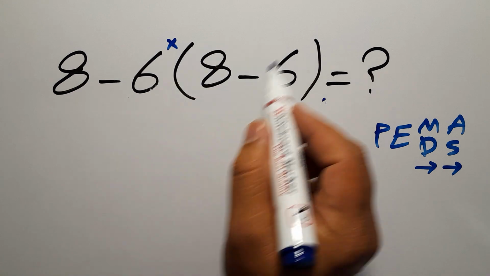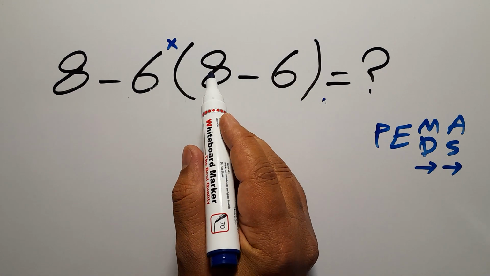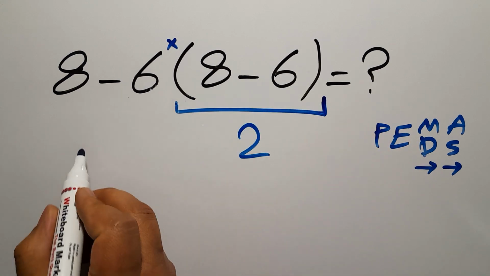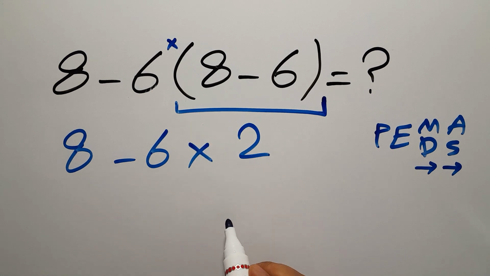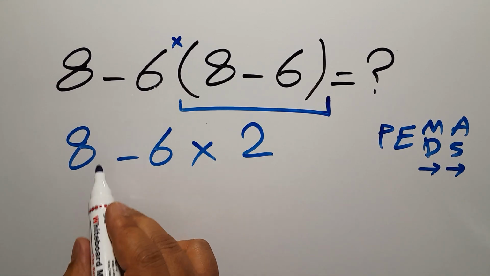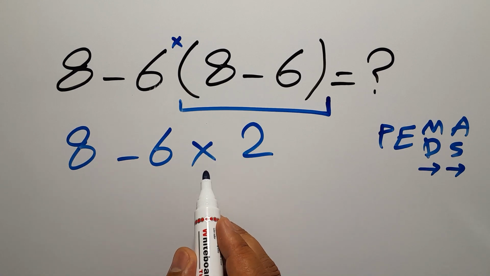So first we have to do this parentheses. Inside this parentheses we have 8 minus 6, which equals 2. So we have 8 minus 6 then times 2. In PEMDAS, multiplication comes before subtraction. So now we have to do this multiplication.